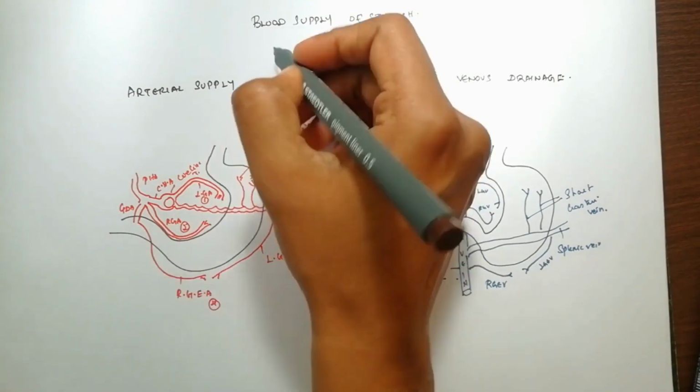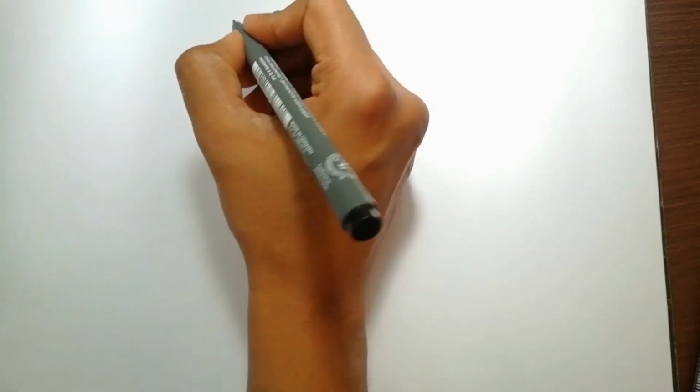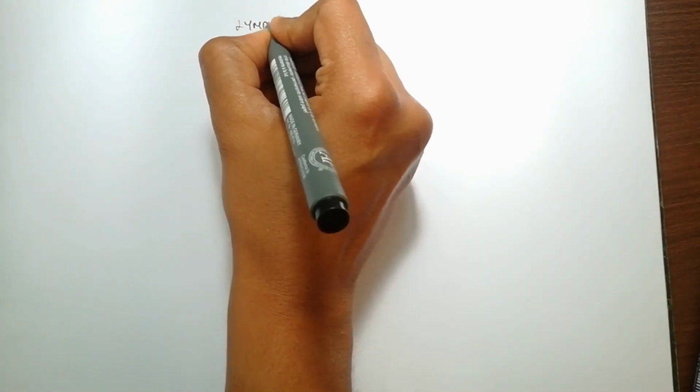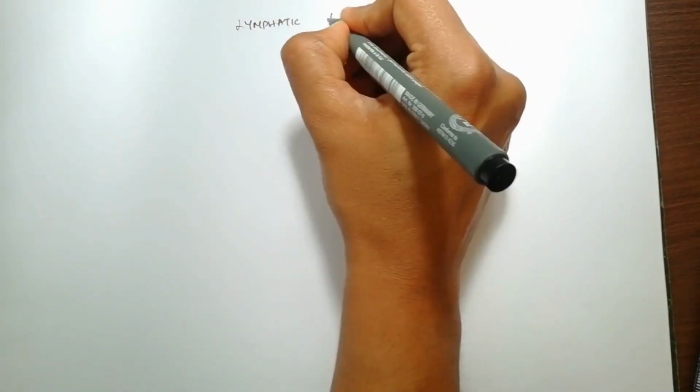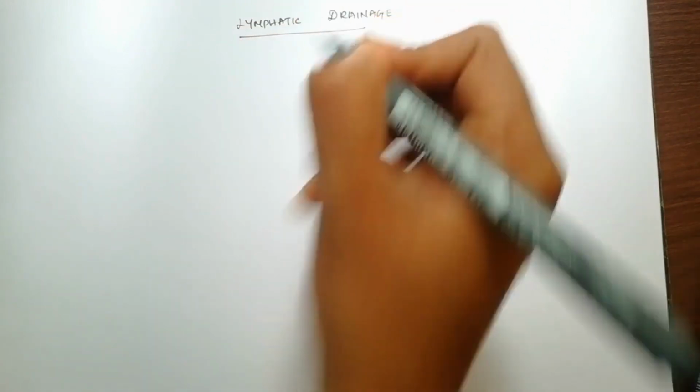Now we will move on to nerve supply and lymphatic drainage of stomach. First we are going to see about lymphatic drainage of stomach. Again we have got some group of lymph nodes. So about lymphatic drainage to talk, we have got again a stomach.